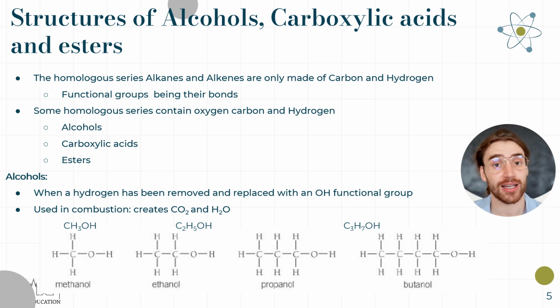Ethanol: eth meaning two carbons, again with an OH functional group giving it that anol, ethanol. All the way to propanol, butanol, and so on and so forth. As long as that functional group of OH is attached to the hydrocarbon skeleton, it's going to have an anol.